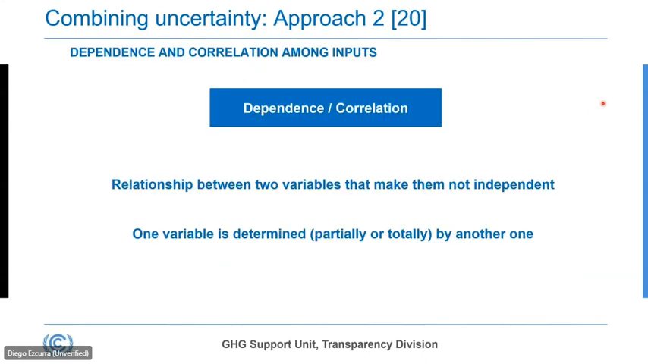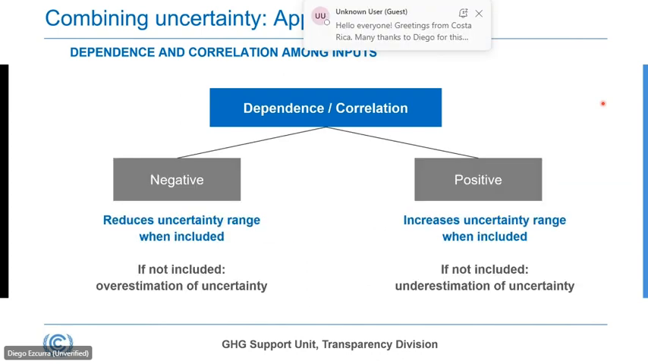Just have 5 minutes more. I will go just quickly through the issue of correlation when we have correlated values, and just to make it clear what correlation means and what's the implication into the calculation of the uncertainty. If there are correlation and we do not model that correlation, two things may happen.